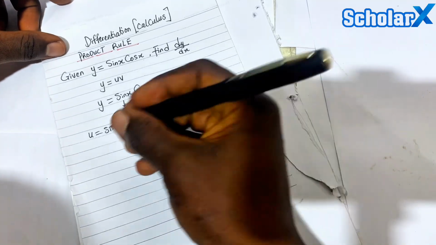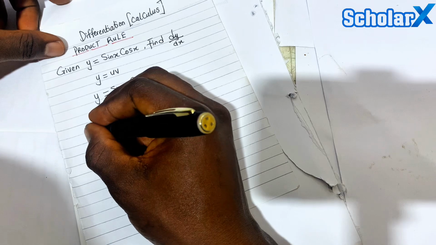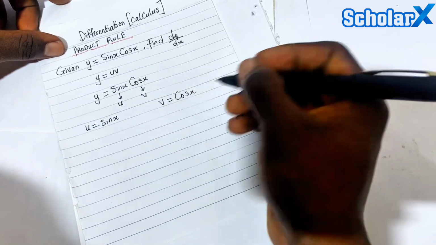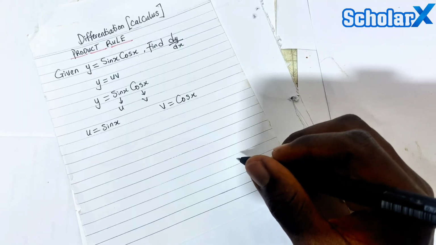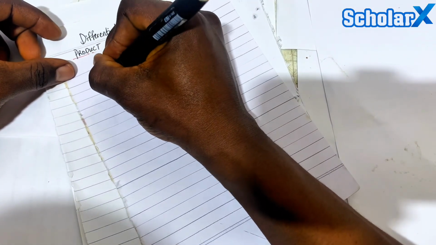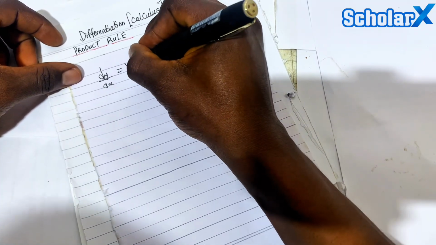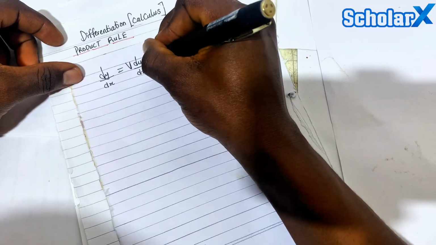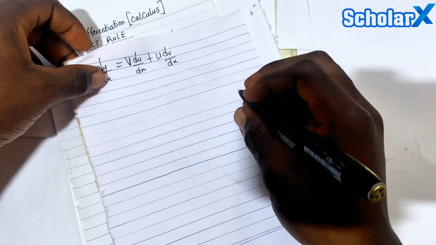All right. So now, what's going to happen? We're going to find the differentiation of this and the differentiation of this, because recall that for the product rule, dy/dx is equal to v du/dx plus u dv/dx.